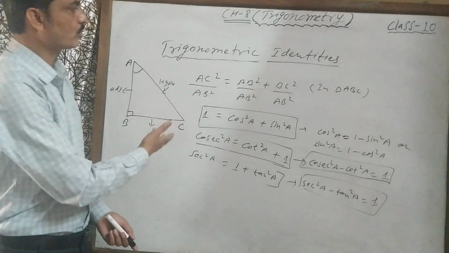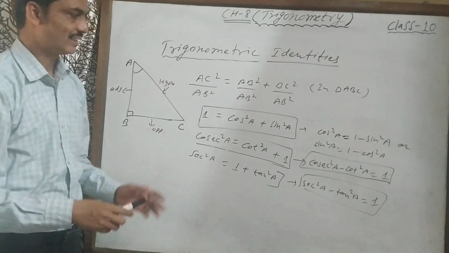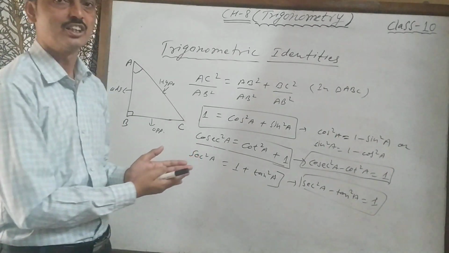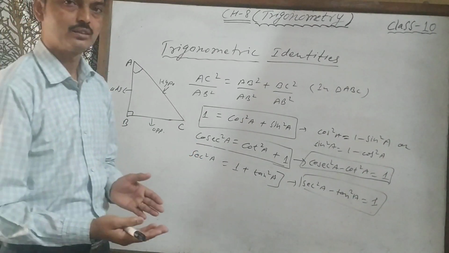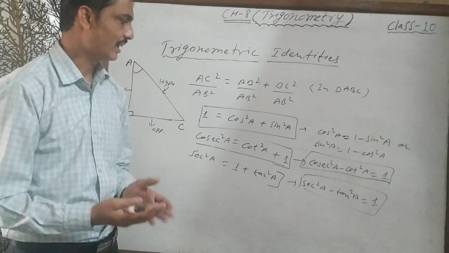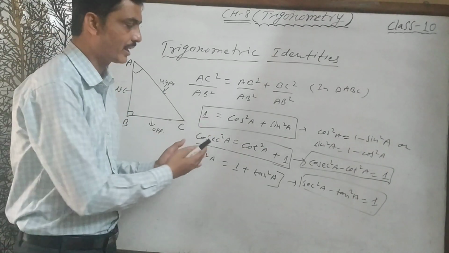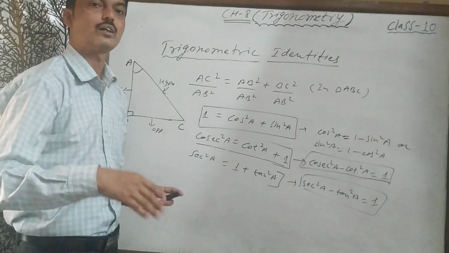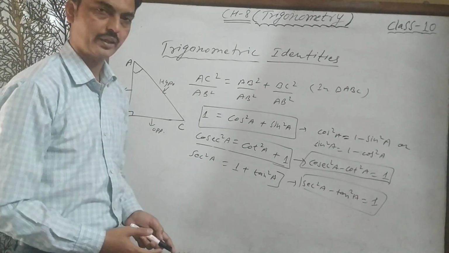So this is all about the trigonometric identities. In the next video we will see how we use these identities to solve other trigonometric identities, and how we can use them to express a trigonometric ratio in another form. Okay, thanks.